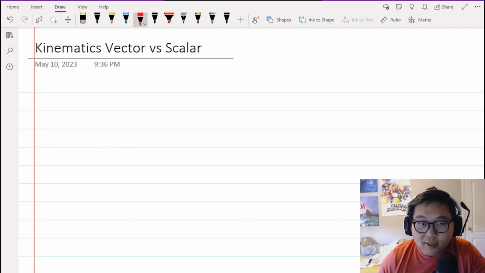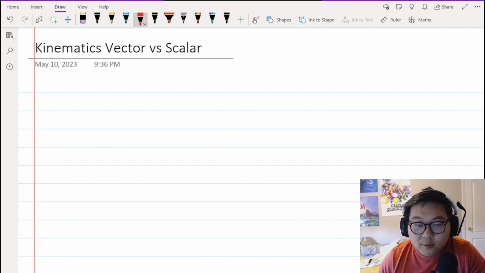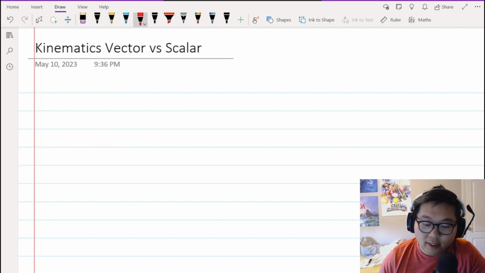Welcome everyone. Today what we're talking about is Physics 20. So we're going to be covering the Kinematics unit. First off, starting with vectors and scalars. So what we're going to be talking about today is the difference between vectors and scalars and how to add and subtract vectors and scalars.